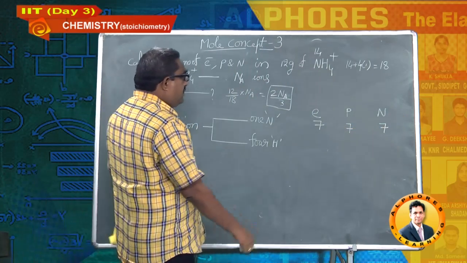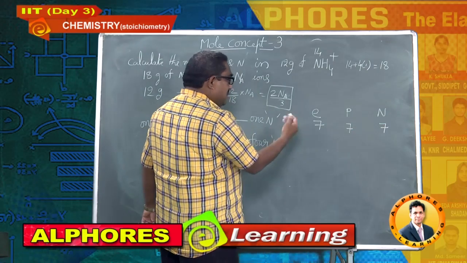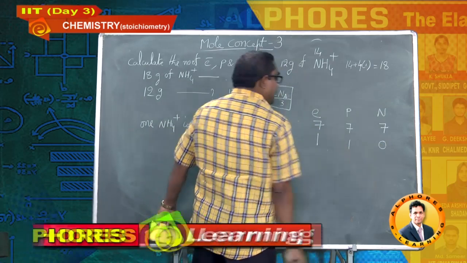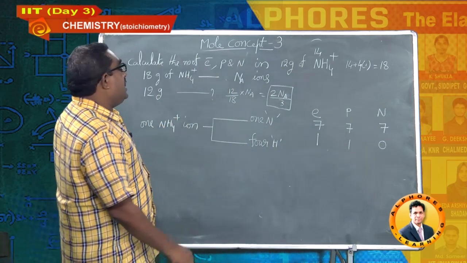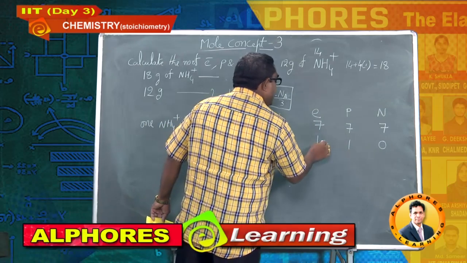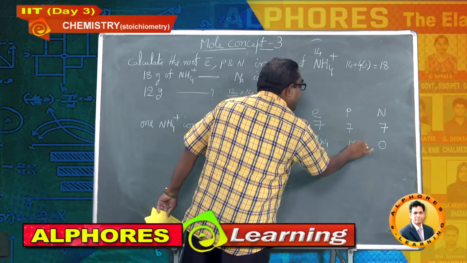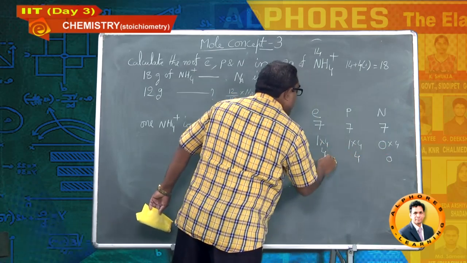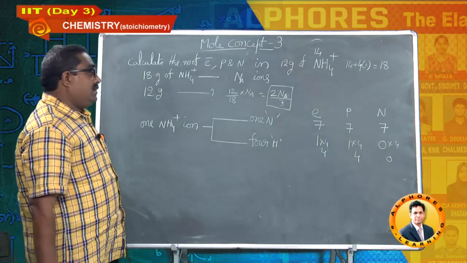Next, coming to hydrogen, as usual, previously we have explained this: 1 proton, 1 electron and no neutrons, that is 0. But how many such hydrogens are there? 4. So multiplied with 4: 4, 4 and 0, right.